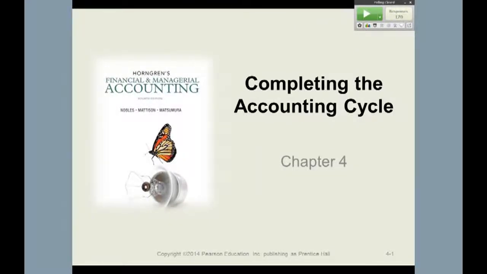All right, so this chapter will complete the accounting cycle. It's going to take us through adjusting entries, into the adjusted trial balance, and then into the financial statements.